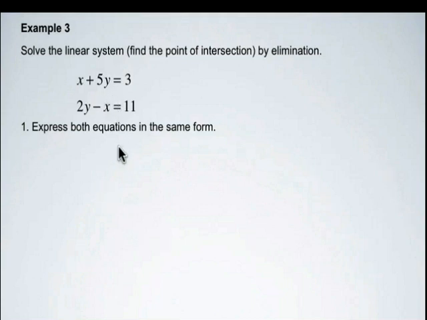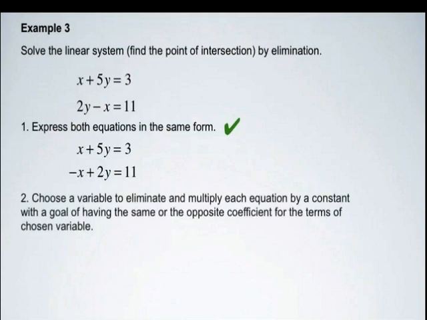So we're going to put our x term first, like we did in the first equation. So we're going to rearrange our second equation. We're going to put the x term first, so it's going to be negative x plus 2y equals 11. So all we've done is rearranged the second equation, and remember the sign stays with the variable, and the coefficient stays with the variable, so negative x plus 2y equals 11.